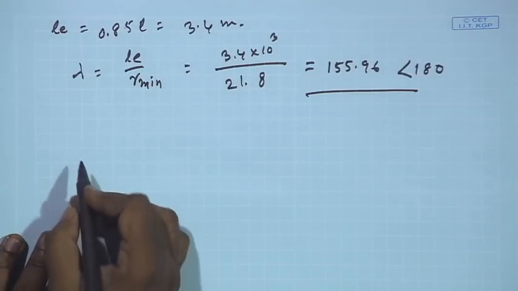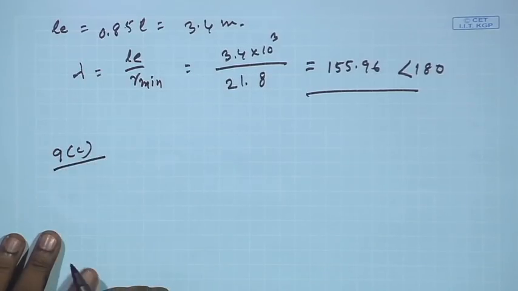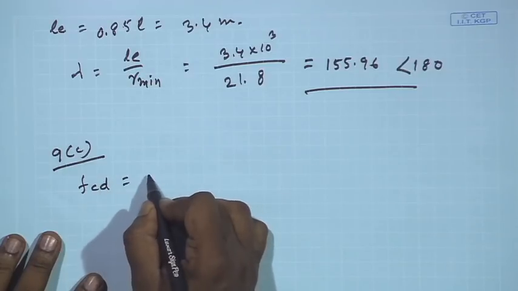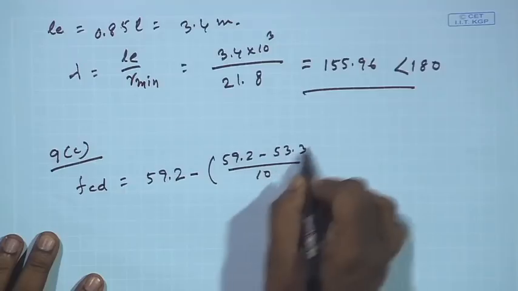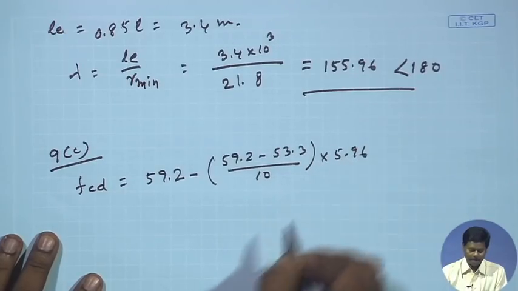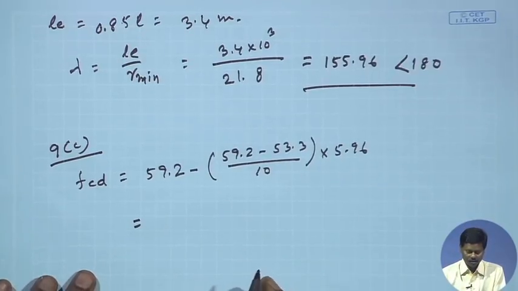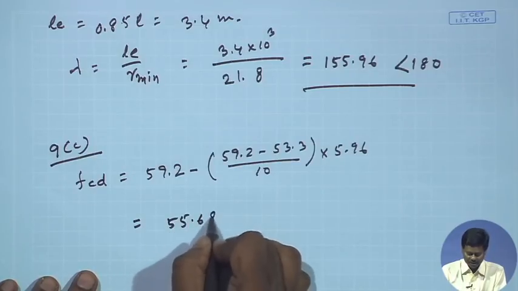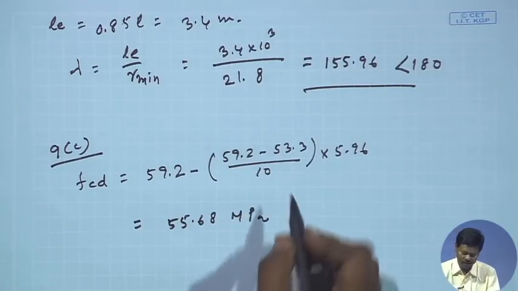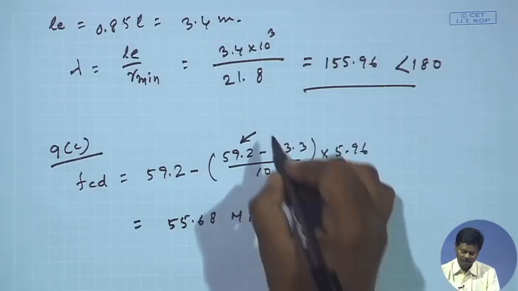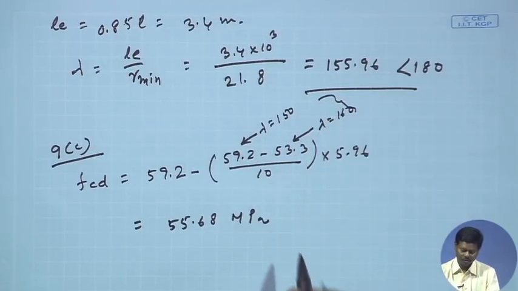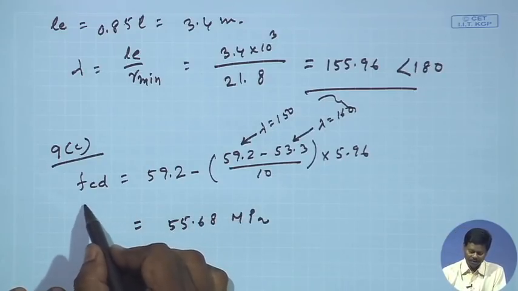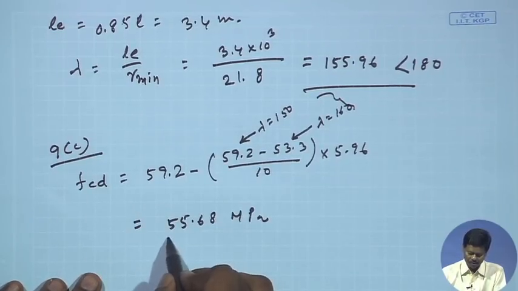Now, this will be buckling class C, similar to the earlier case, and we can use table 9C of IS 800. Then I can find the value of FCD as 59.2 minus 53.3 by 10 into 5.96. So, this I can find as 55.68 MPa. Here the value 59.2 is for lambda equal to 150, and 53.3 is for lambda equal to 160. So, we are interpolating between 150 and 160 to find the value of FCD at a lambda of 155.96, which we are getting as this.